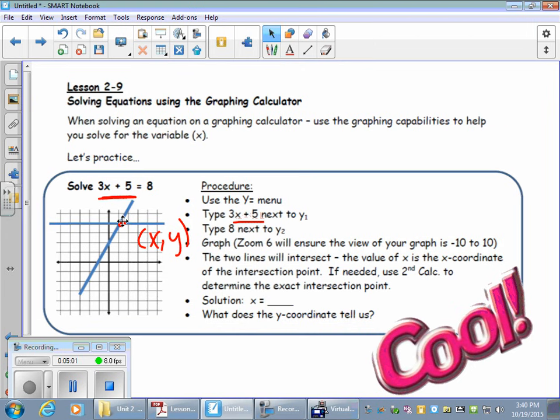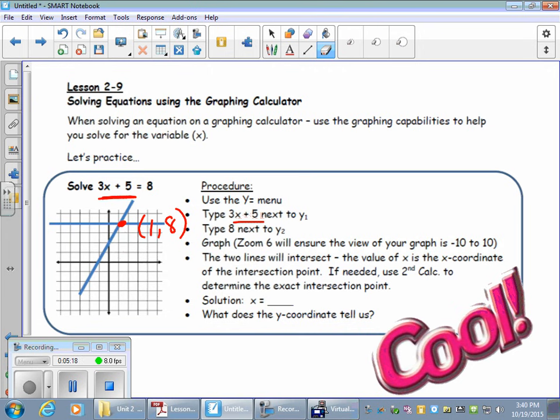Now, my scale's a little messed up on the picture that I've given you in your notes, but if you look on your calculator and you count, you go over 1 and you go up 8. Look at your calculator. My scale again is off here. And the intersection point is at 1, 8.